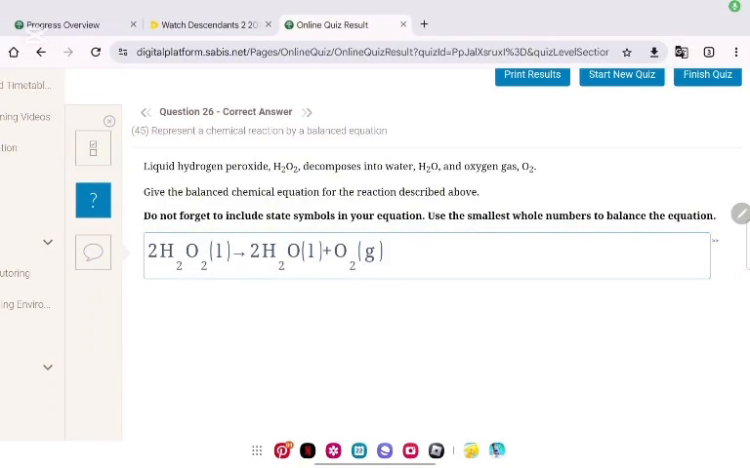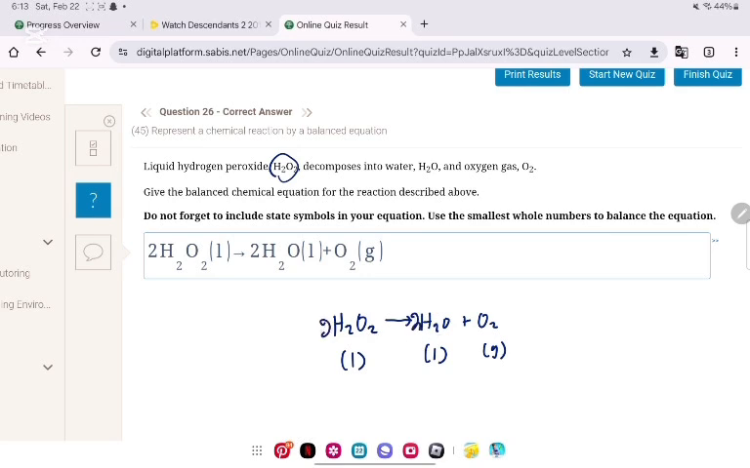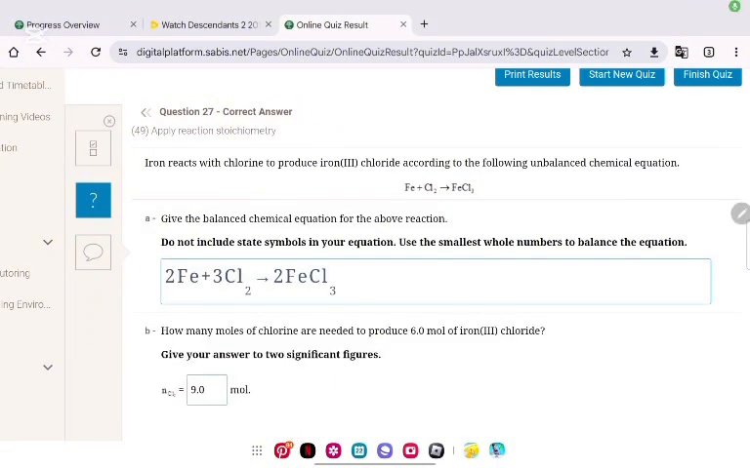Here we're going to write down the equation. They said H2O2. H2O2 gives you H2O plus O2, and this one is gas, this one is liquid, this one is also liquid. And then you're going to balance: there's a 2 here, there's a 2 here, there's a 2 here. You're going to add a 2 here, and you're going to add a 2 here, and it's balanced. That's it.